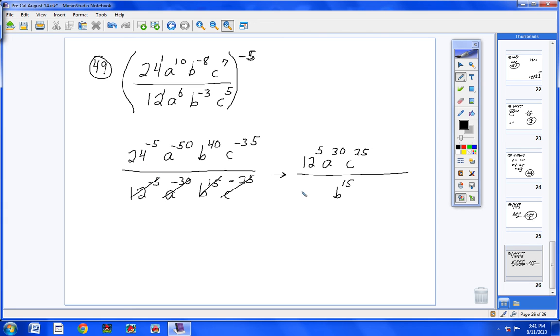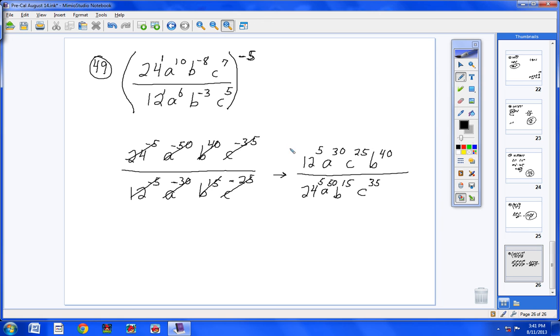Now let's look at the top. I'm going to bring the 24 to the positive 5 down to the bottom. I'm going to bring the A down to the bottom. I'm going to squeeze it in right here, really small, A to the 50. Notice I'm making the exponents positive. Now B to the 40 is positive, so I'm going to leave that up top. B to the 40. And then C to the negative 35 comes down here. C to the positive 35.